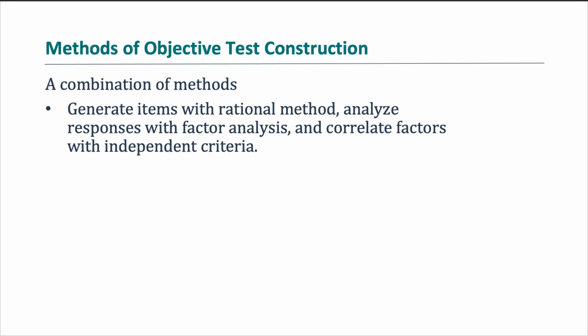Now, we can also use a combination of these methods, and sometimes they do. We can generate rational questions through the rational method, where we ask very direct ones. We can analyze those with factor analysis, where we figure out the patterns of answering these rational items. Then we can correlate these factors, meaning we try to find a relationship between them to identify certain patterns or scales, and then we combine all of those together.